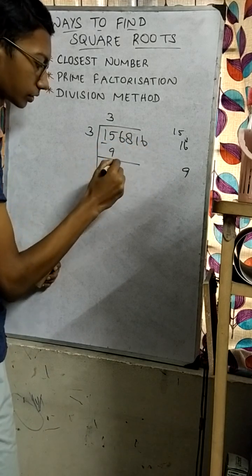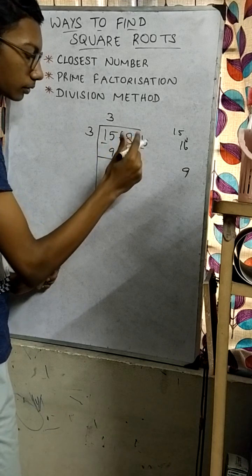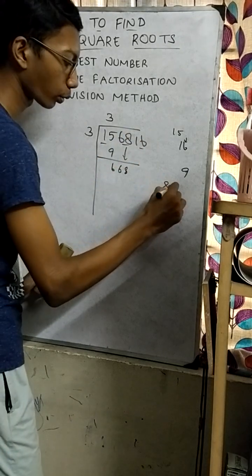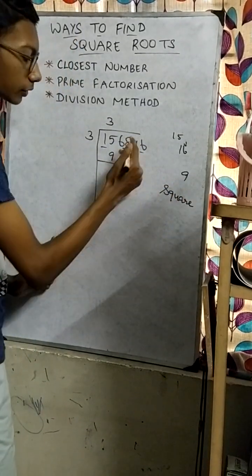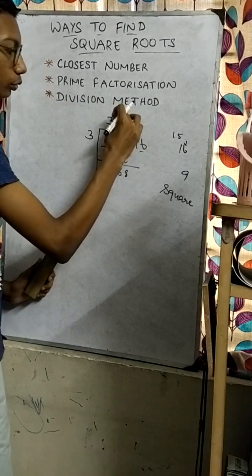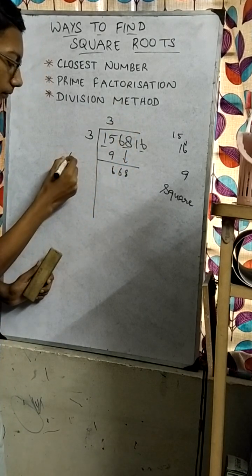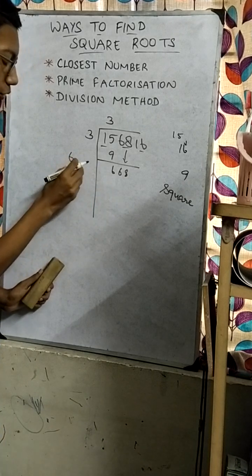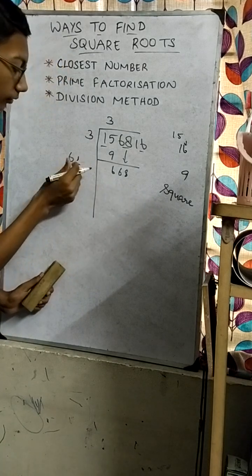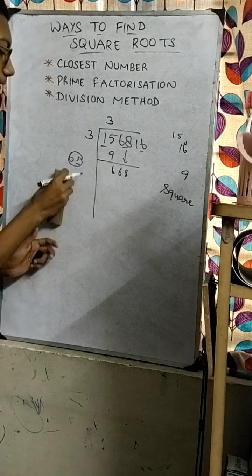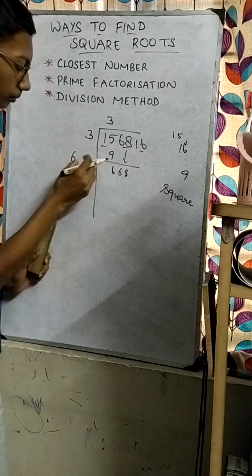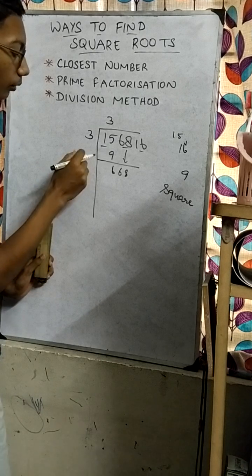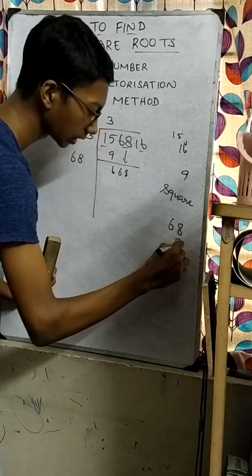Now subtract, this gives 6. And when we bring down the next pair, we get 668, because this is square root division, so we need to take two digits. Now double this quotient, we get 6. In this step we put a number here that we multiply with. Let's say if we put 61 here and multiply by 1, that won't get us close to 668. So let's say we have 68 here, and we need to do 68 times 8.